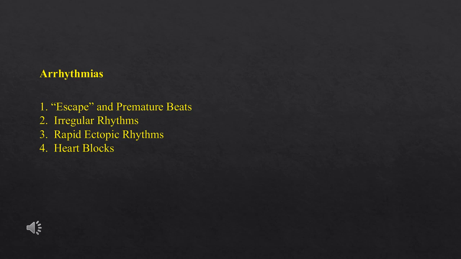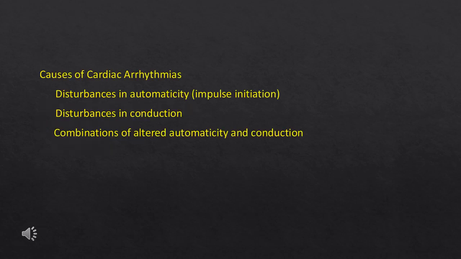Arrhythmias can be characterized as escape and premature beats, irregular rhythms, rapid ectopic rhythms, and heart blocks. Cardiac arrhythmias are usually caused by disturbances in automaticity, or what we call impulse initiation, disturbances in conduction, or a combination of altered automaticity and conduction.